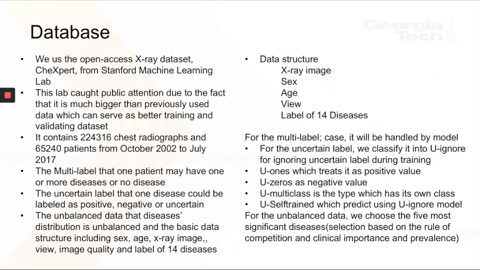We use the Tri-Expert dataset, which consists of 224,316 chest X-ray images and 65,240 patients from October 2002 to July 2017. The data structure was divided into X-ray image, sex, age, view, and label of 40 diseases, and after research on the dataset, our group trained 5 different models, which are U-Ones, U-Zeros, U-Multiclass, U-SelfTrained, and U-Ignore.